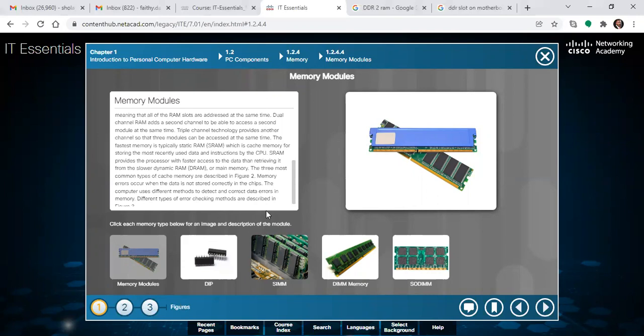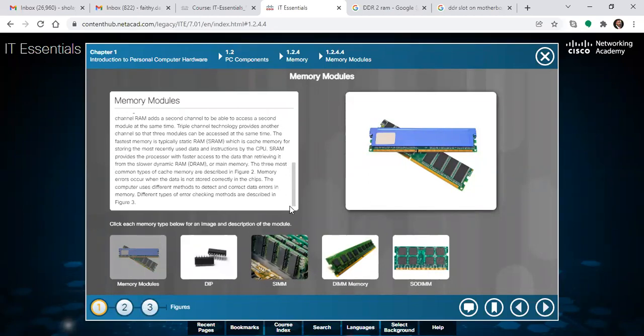So, the three most common types of cache memory are described in figure 2, which we're going to see. Then memory errors occur when the data is not stored correctly in the chips. The computer uses different methods to detect and correct data errors in memory. So different types of error checking methods are described in figure 4.